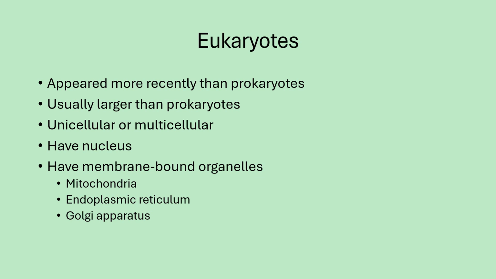The nucleus in this case is usually around the center of the cell. It also may have membrane-bound organelles, including things like mitochondria, endoplasmic reticulum, Golgi apparatus. Those are present in eukaryotic cells, but are not present in prokaryotic cells.